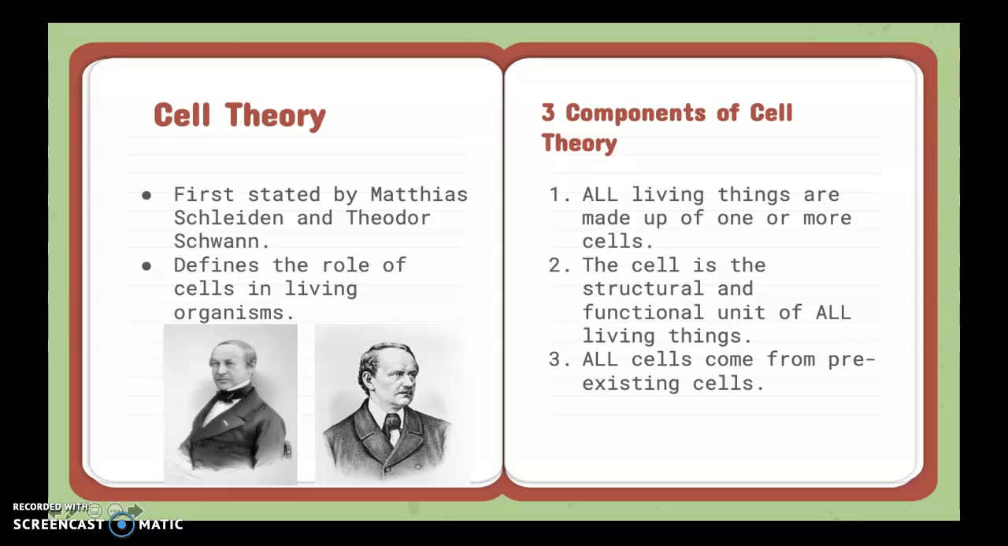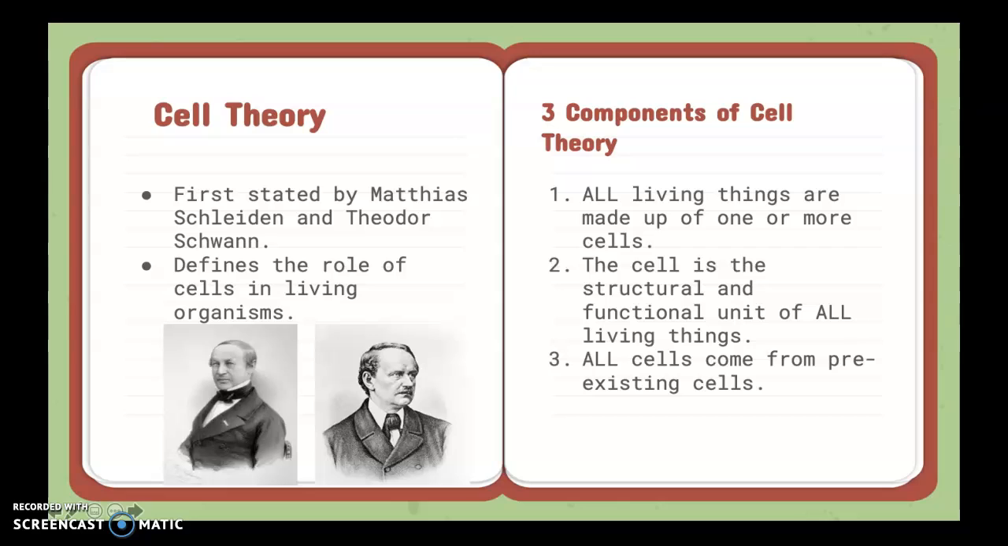Let's talk about cell theory. Cell theory was first stated by Matthias Schleiden and Theodor Schwann. What it does is it defines the roles of cells in living organisms. These two were not necessarily the first to discover cells, but rather they were the first to define the relationship that cells have with living organisms and life.